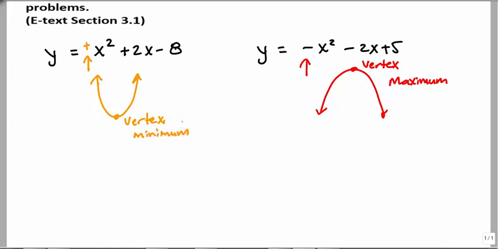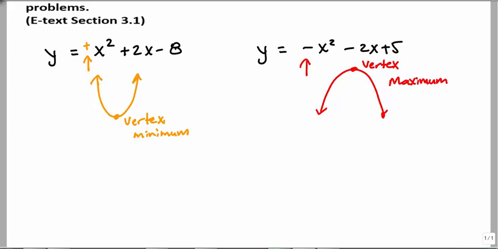So when we're starting to graph, those are some of the things that we want to keep in mind, things like the vertex. Is it a maximum or a minimum? Well, if it opens up, if the leading coefficient is positive, I have a minimum. And if the leading coefficient is negative, it opens down, I have a maximum. So those are some of the things that we can keep in mind.